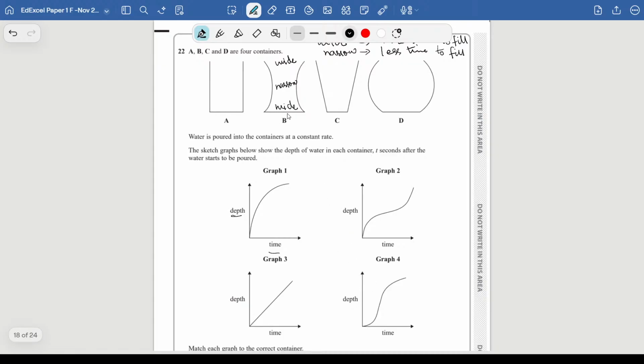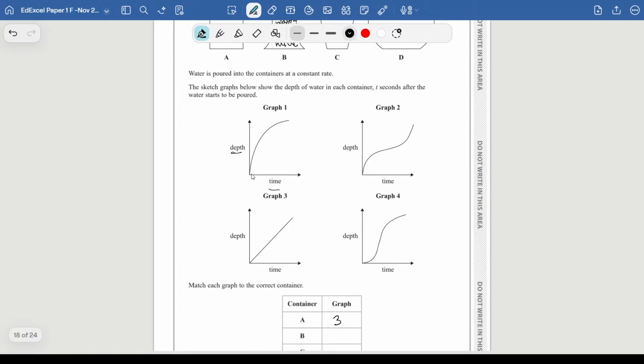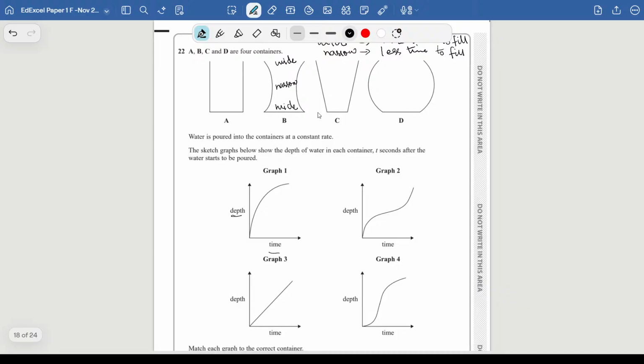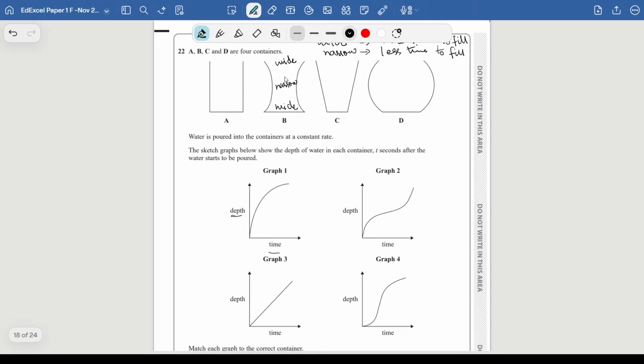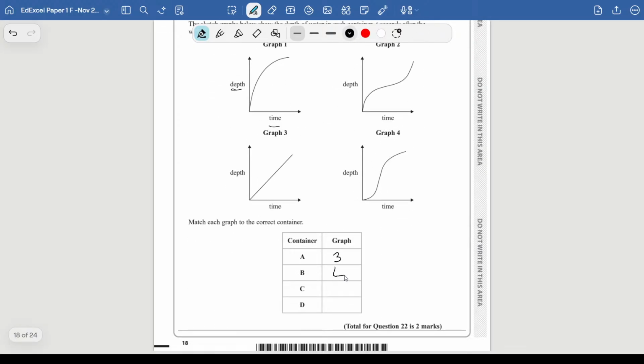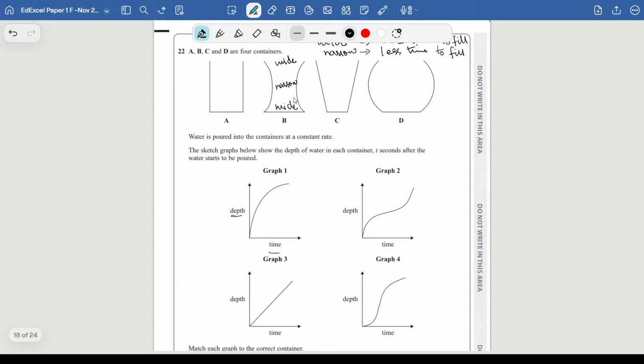So if it's wide, it takes more time to fill, right? So more time, so this is less, this is 0. Here is slightly more time and then it gets lesser as it goes up and then again it widens at the top. So graph 4 matches container B, because the time is a little longer in the beginning and then it goes narrow here. And then again it's getting more time, right?